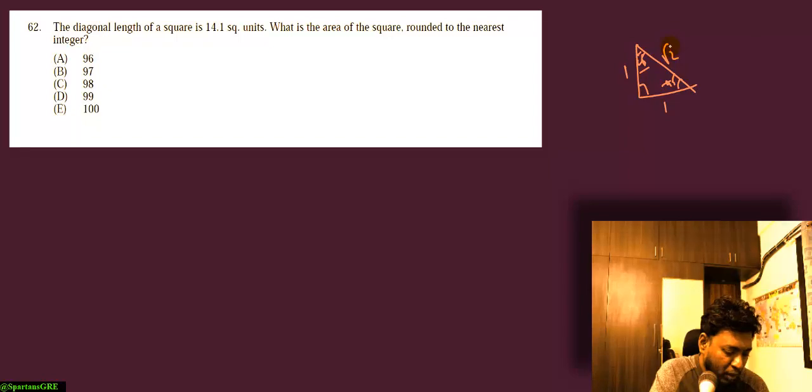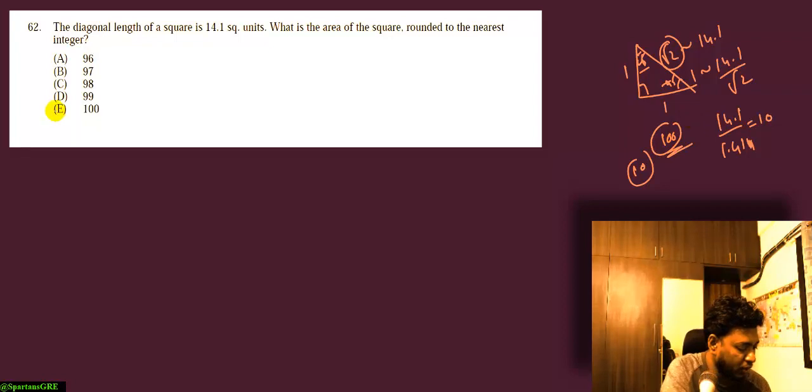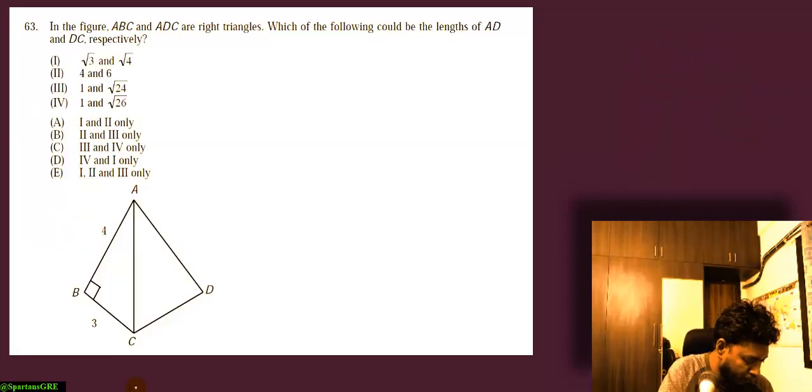Now my √2 value is given. This is the diagonal one, right? So √2 is equivalent to 14.1. When √2 is equivalent to 14.1, my 1 value will be equal to 14.1 by √2. And you know √2 is 1.414. When you round it off, this will become 10. So the length of the side is 10. Therefore the area will be 100. So your answer for this question is E.